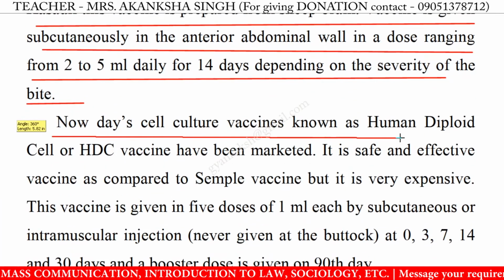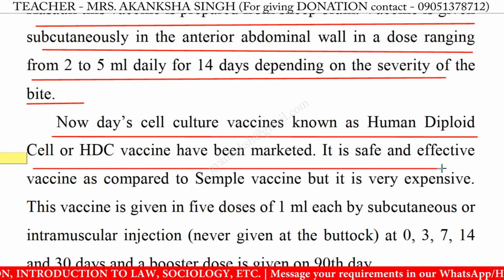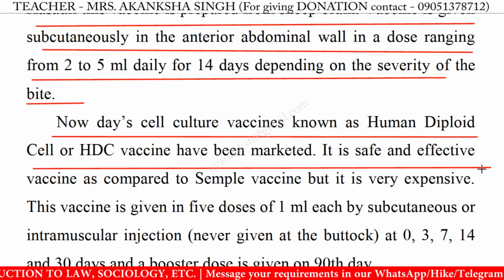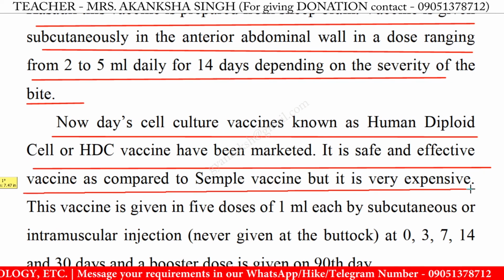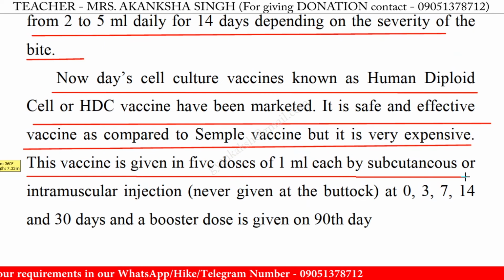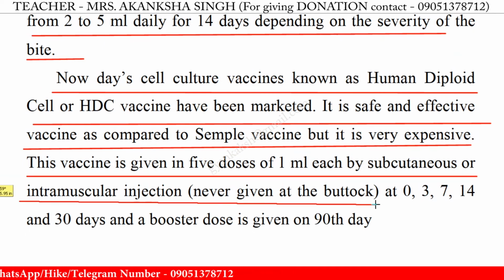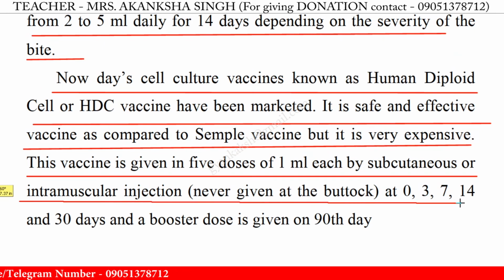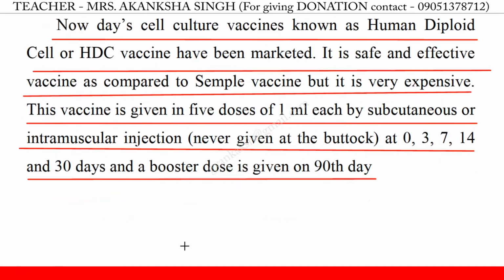Nowadays, cell culture vaccines known as human diploid cell or HDC vaccine have been marketed. It is a safe and effective vaccine as compared to Semple vaccine, but it is very expensive. This vaccine is given in 5 doses of 1 ml each by subcutaneous or intramuscular injection, never given at the buttock, at 0, 3, 7, 14 and 30 days, and a booster dose is given on 90th day.